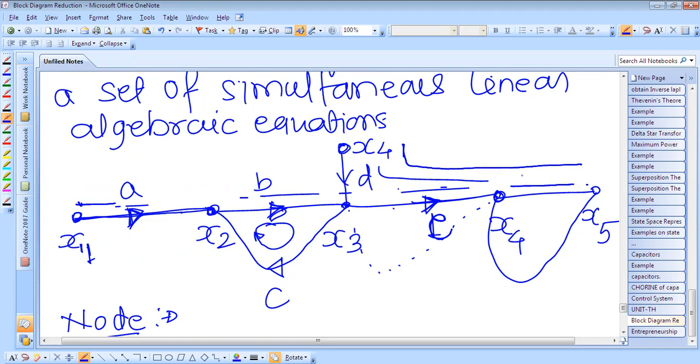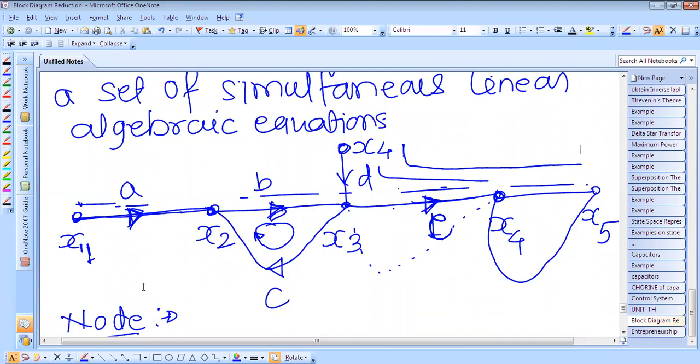Now, the forward path gain. There are two forward paths. The gain of the first forward path is ABE, and the gain of the second forward path is DE. This is the forward path gain. In this way, these are some definitions related to signal flow graphs.